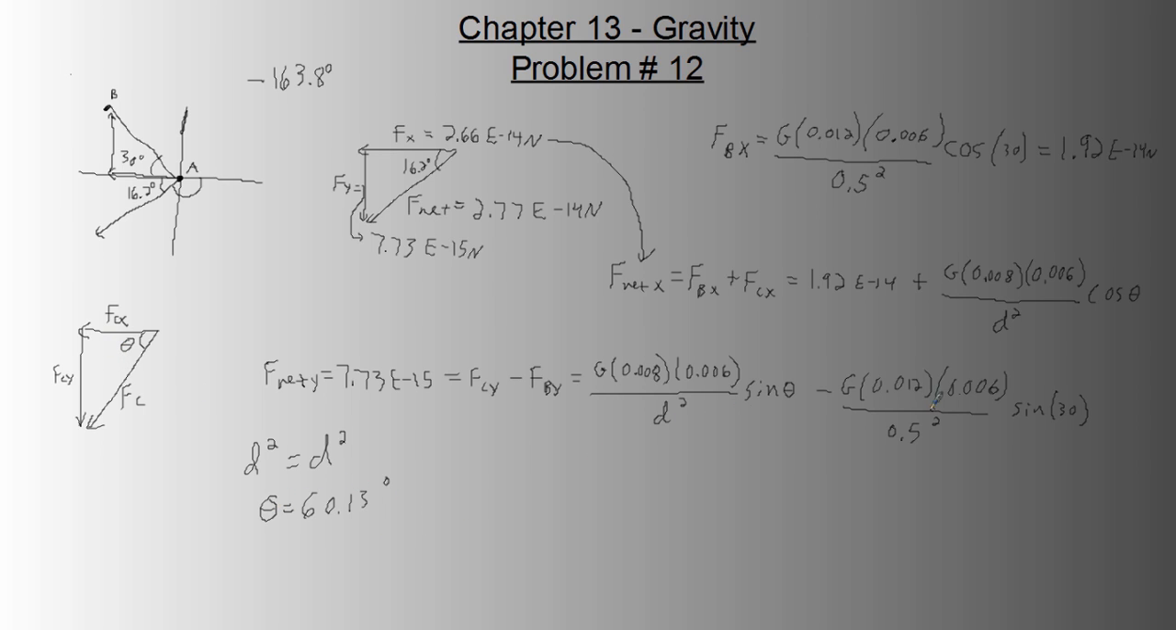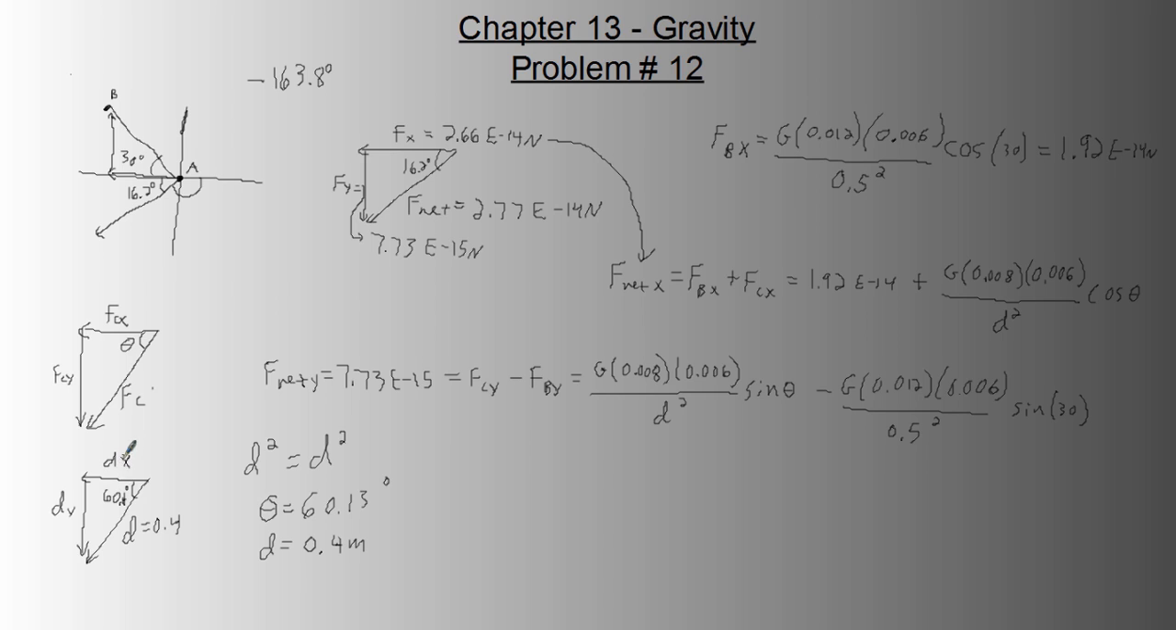Go back in, plug theta into either of these equations, solve for d, and you get d equals, rounded to 0.4 meters. And then we can go back. Well, this is force, but we can use this. Well, I'll just redraw the triangle here. D, dx, dy. We know this is 60.1 degrees. We know this is 0.4.